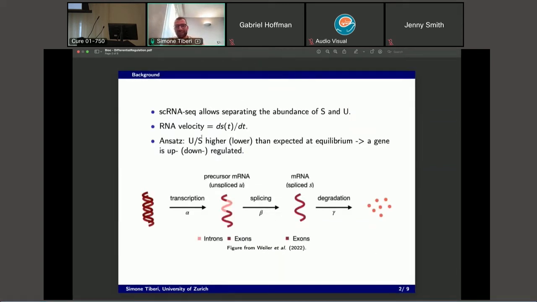Now, the method intuitively studies regulation from single-cell RNA-seq data. And just as a bit of background, from this kind of data, you can separate the abundance of spliced and unspliced reads. And this is, for instance, used by RNA velocity tools to study the derivative of the spliced mRNA over time. The basic assumption here is that if the ratio between the unspliced and the spliced is higher than you would expect at the equilibrium, then this suggests that a gene is probably being upregulated, because this large unspliced amount is going to get spliced and it's going to increase the mature mRNA. While if this is lower than you would expect at the equilibrium, the gene is probably being downregulated because the newly spliced mRNA is not going to fully compensate the degraded mRNA. And so in the near future, the spliced mRNA is going to decrease.